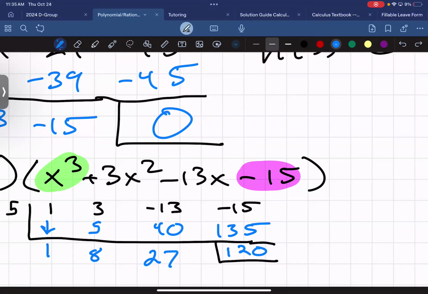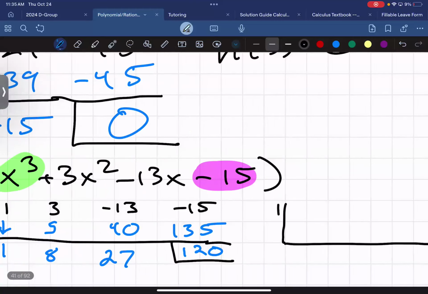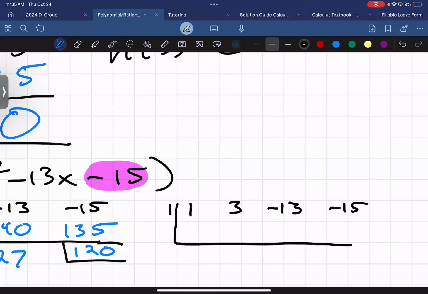Trying 1 or 3, we'll see what happens. Let's try 1. Focus on the quotient, because once you get one factor out, you don't want to go back to the beginning. The reason we need to use the new one is that word multiplicity. Remember, multiplicity says that two solutions can be the same value. Synthetic division will not show you multiplicity. That's why you have to use the quotient.